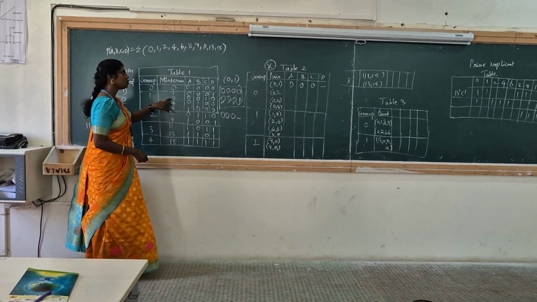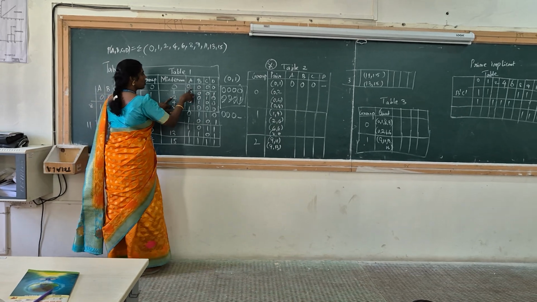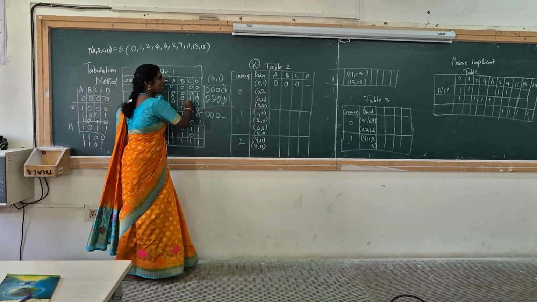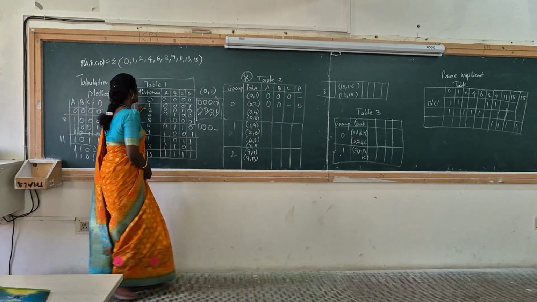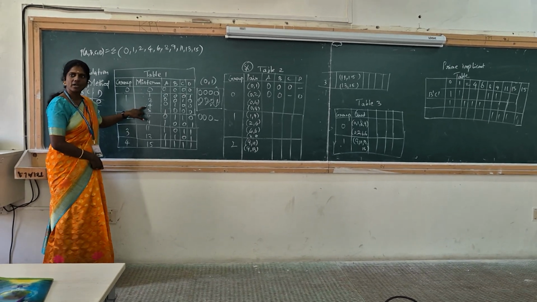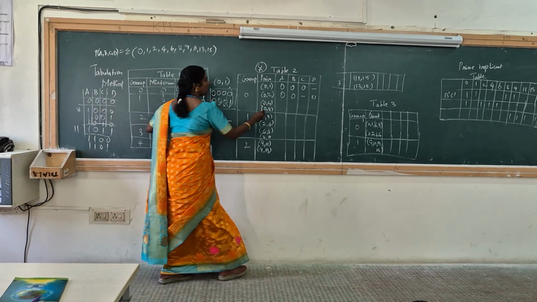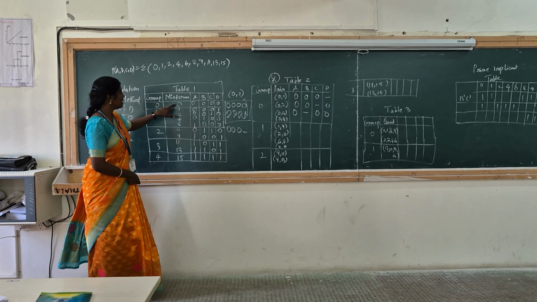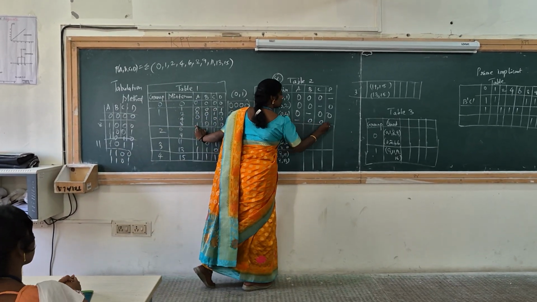Can I group 0 with 2 again? Is it possible? Again check 0, 0, 0, 0. Only 1 bit is changing. Yes, so I can write that as 0, 0, hyphen, 0. Again, 0 with 1 I have paired, 0 with 2 we have paired. 0 with 4, is this a possibility? When you check, it is 0, hyphen, 0, 0. Again 0 with 8, it is hyphen here, so hyphen, 0, 0, 0.